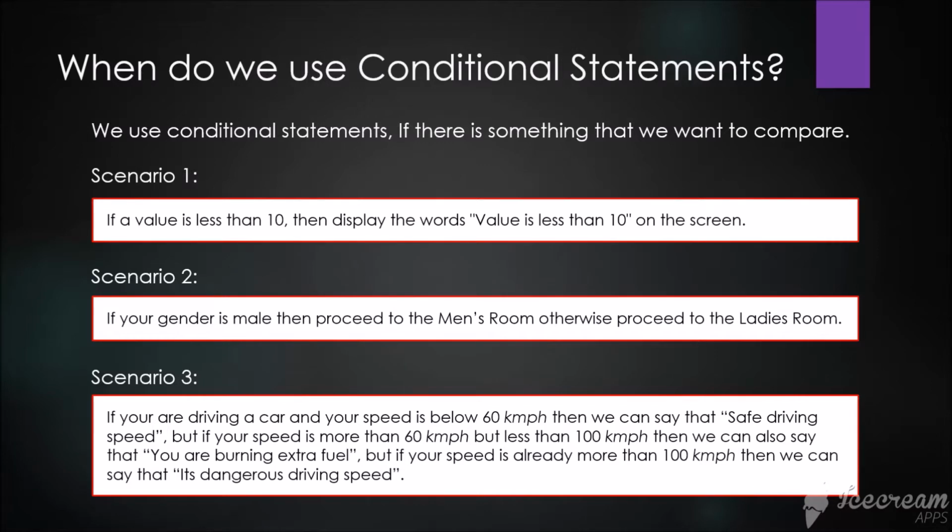Basically, we're trying to compare the speed. If it is below 60, if it is greater than 60 but less than 100, and if it is already more than 100 km per hour. So we are comparing the speed here. Those are some of the examples that help us figure out if we're going to use a conditional statement. If there's something that we want to compare, then we are going to use a conditional statement to solve it.